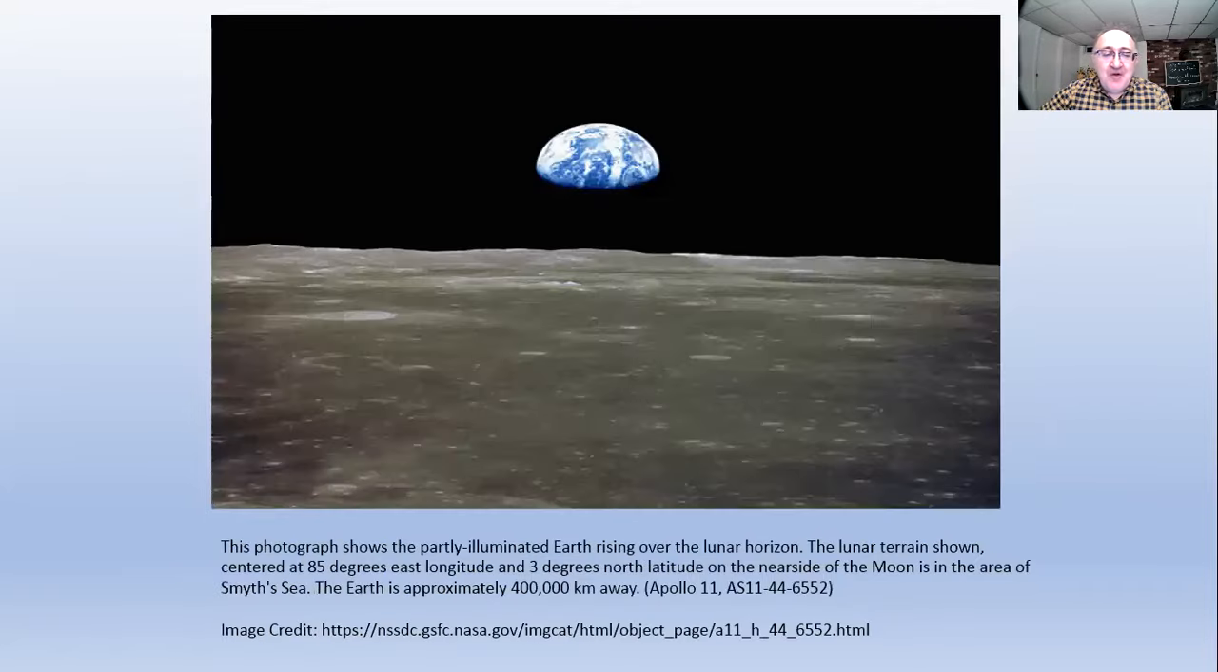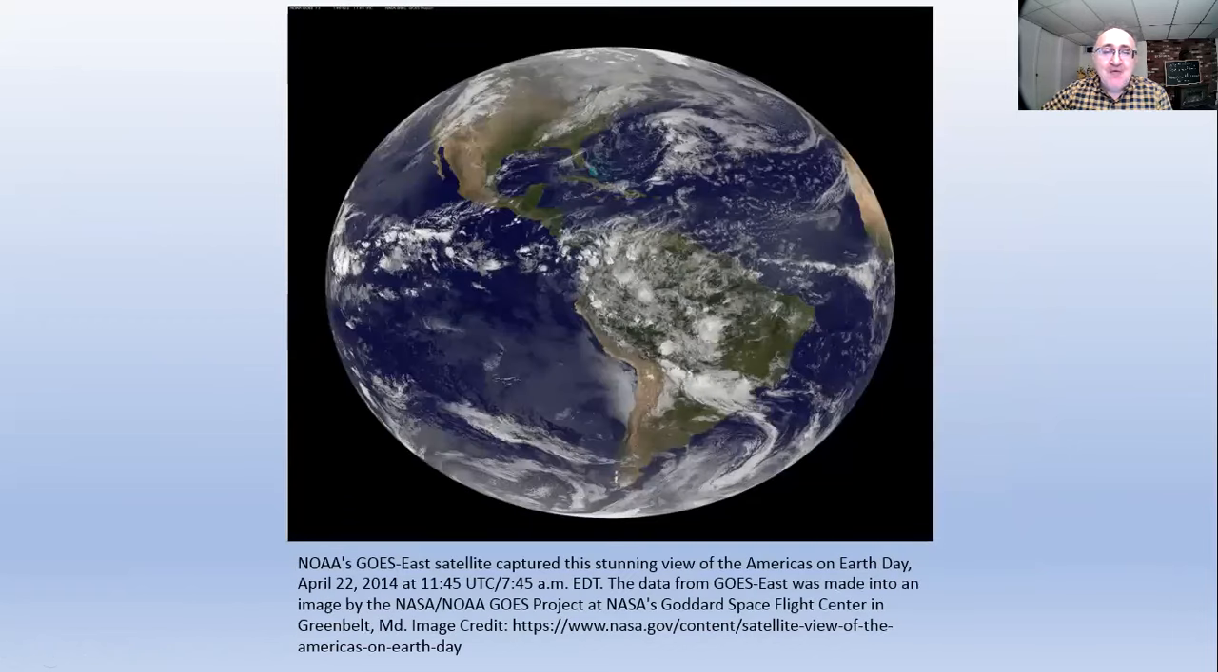And as we get closer, we're now about 400,000 kilometers or about 250,000 miles from the Earth. We see the moon's surface in front of us, and we also see the Earth. There it is with the blue ocean, the white clouds, much more clearly visible as we get closer. We're now about the distance of an orbiting satellite above the Earth's surface.